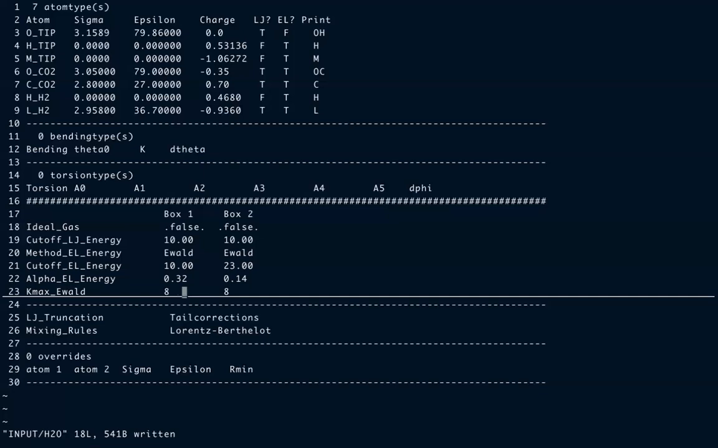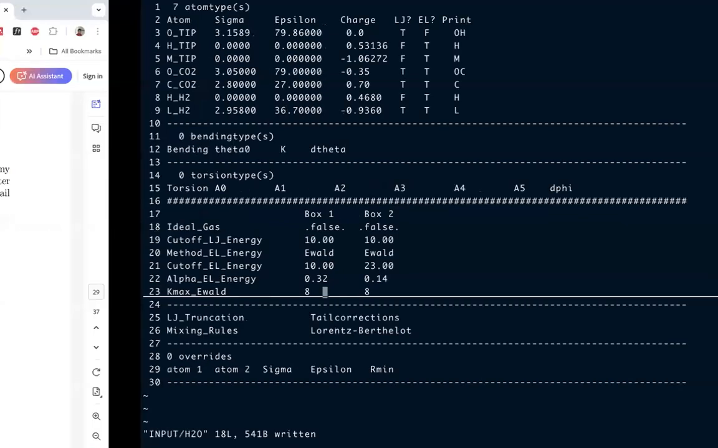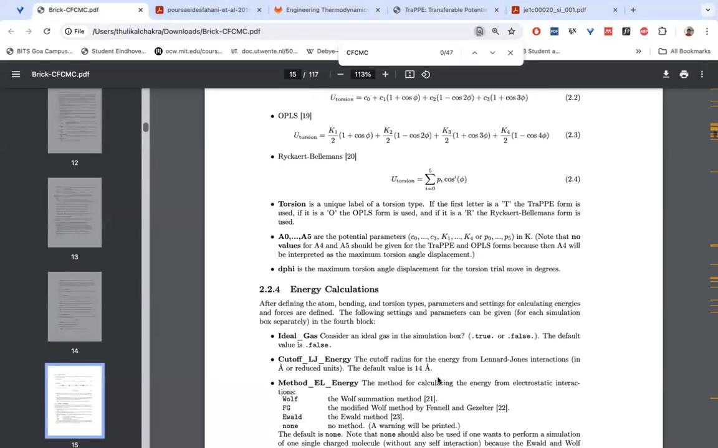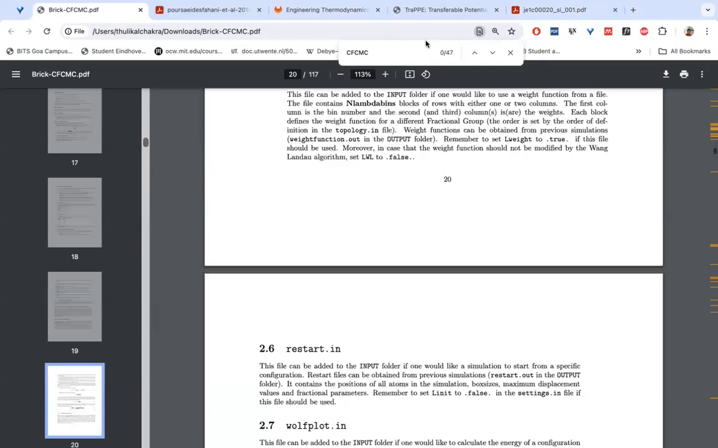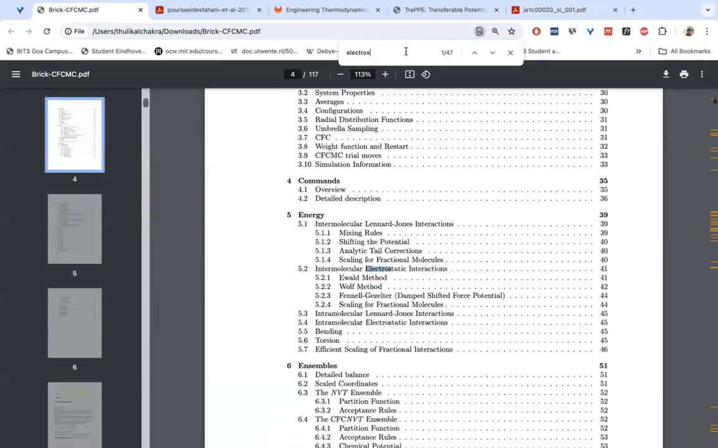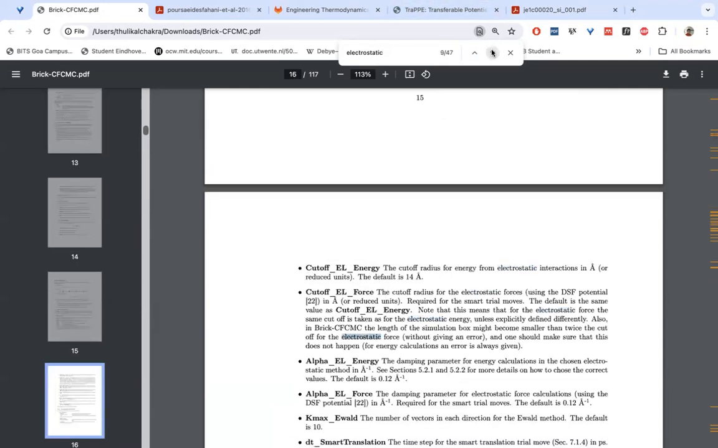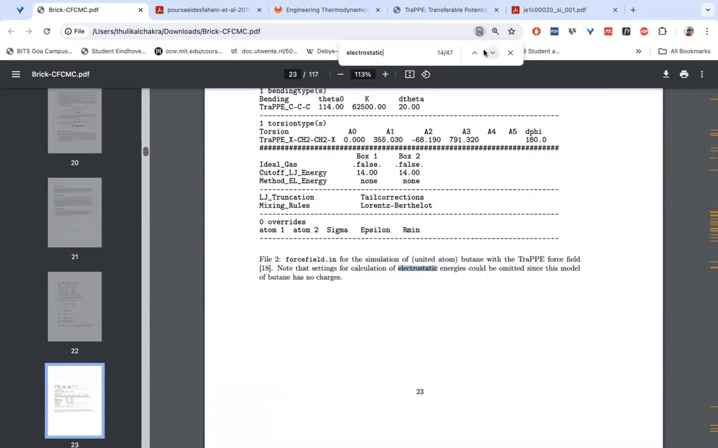Now, the way to choose the values of the electrostatic cutoffs is very clearly mentioned in the BRICK manual. So I will show you these equations that are relevant for choosing the electrostatic parameters.